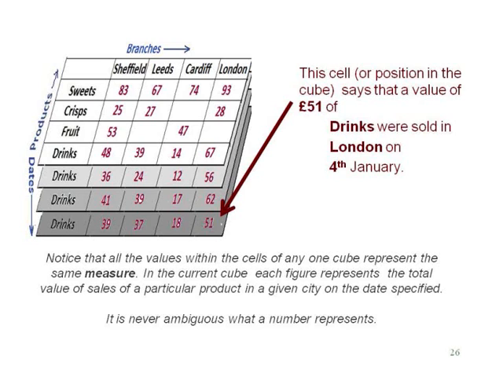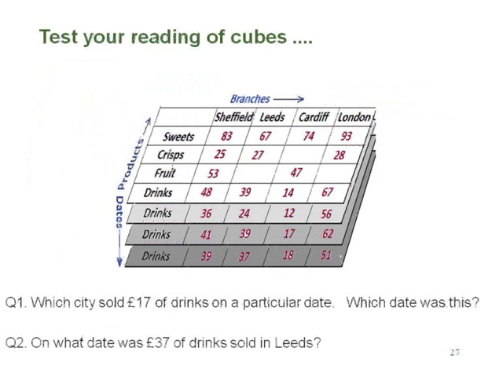There is a key point about each of these numbers. All these different values within the cells of any one cube represent the same measure. In the current cube, each figure represents the total value of sales of a particular product in a given city on the date specified. It is never ambiguous what a number represents.